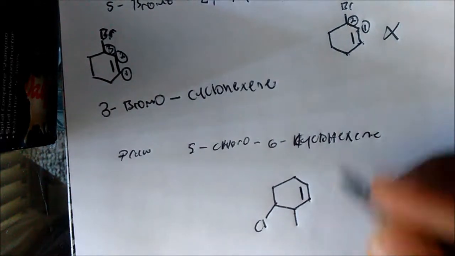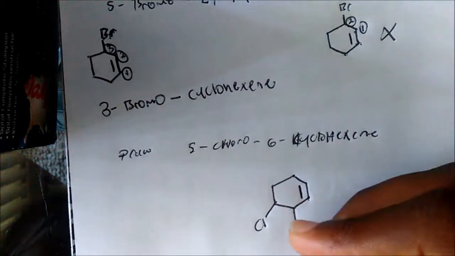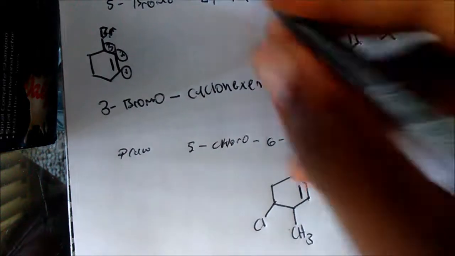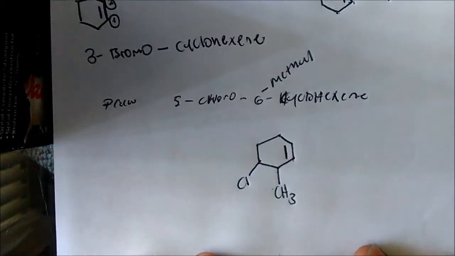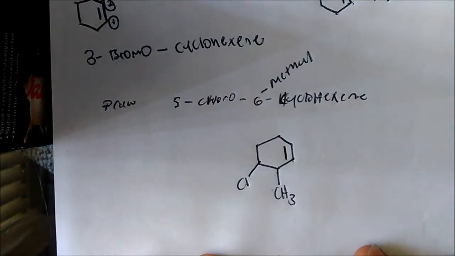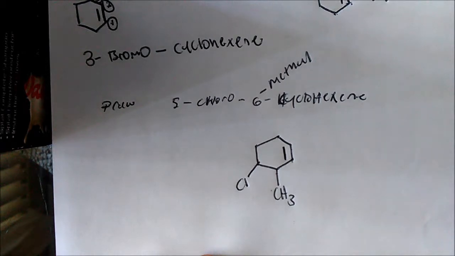And then we have a 6-methyl. I'm sorry about that, I should have put the 6-methyl here. All right, and this would be the structure of this molecule. So again, you count across your double bond.